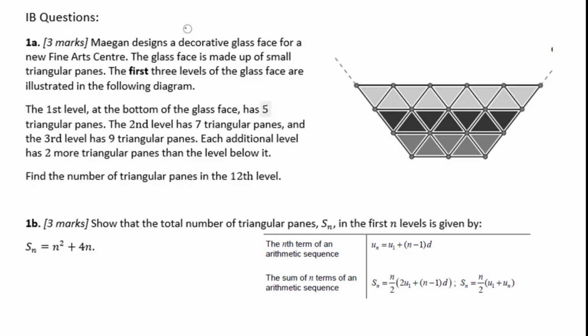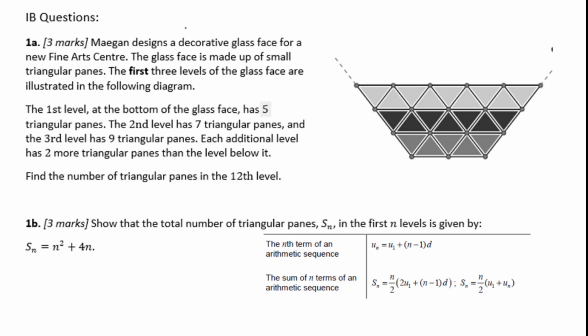This video is about IB questions of arithmetic series. 1A. Megan designs a decorative glass vase for a new fine arts center. The glass vase is made up of small triangular panes. The first three levels of the glass vase are illustrated in the following diagram.